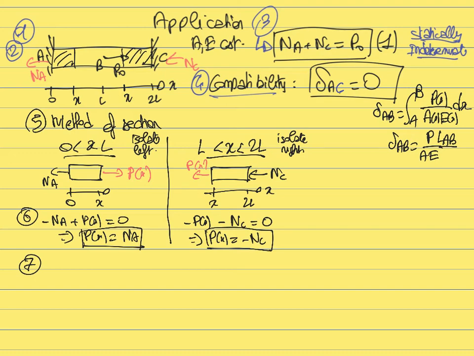So in this case, what do we have? The cross section does not depend on x. The cross section is constant. The Young's modulus also doesn't depend on x. It's made of a single material, so the Young's modulus is constant. However, the internal load does depend on x. It's equal to NA or minus NC, depending on whether x is between 0 and L or between L and 2L. So in this case, we need to solve this integral.